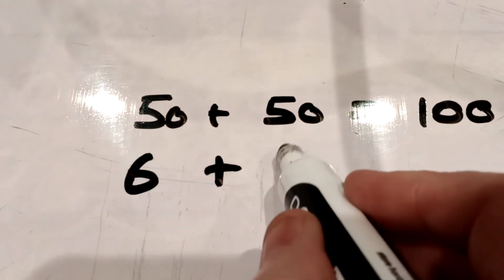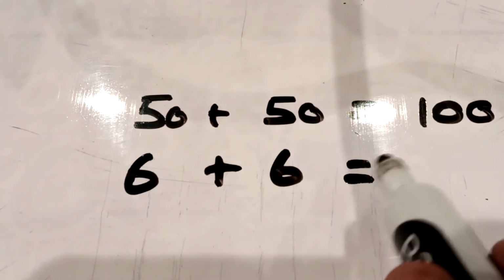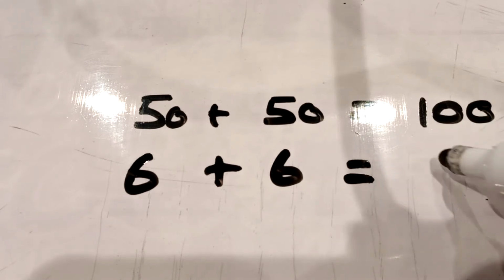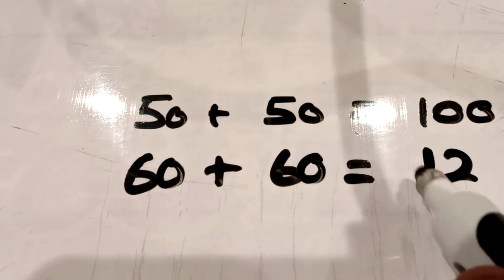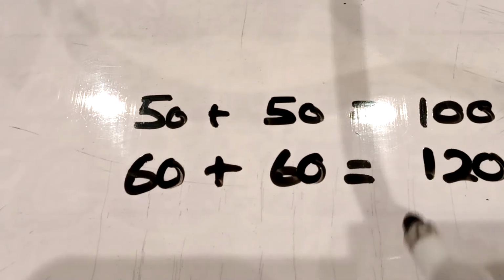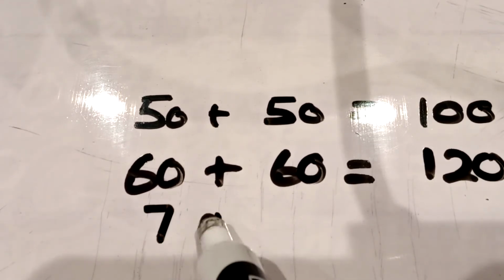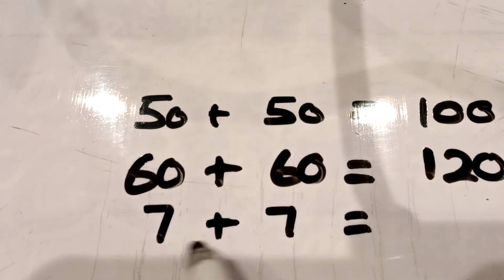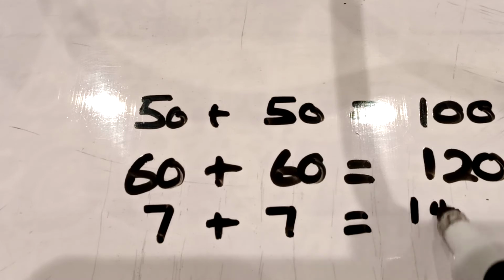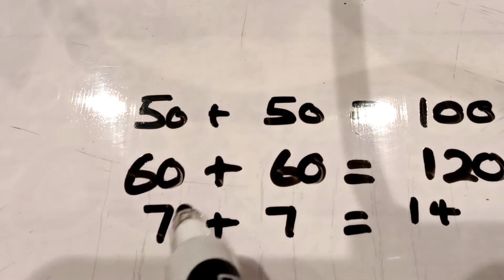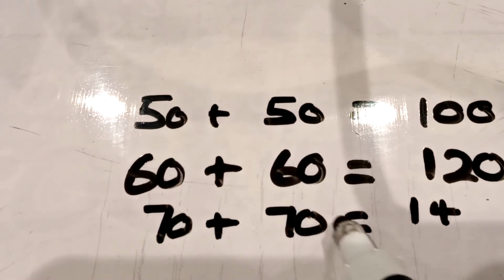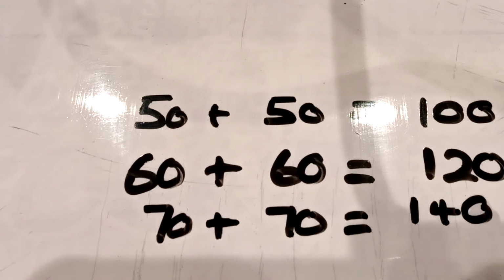What would 6 add 6 be? 6 add 6 is 12, well done. So 60 add 60 would be 120. What is 7 add 7? 7 add 7 is 14. Oh, I was doing 70 add 70 first. If I made it 10 times bigger, it would become 70 and 70 is, now I've got it, 140.